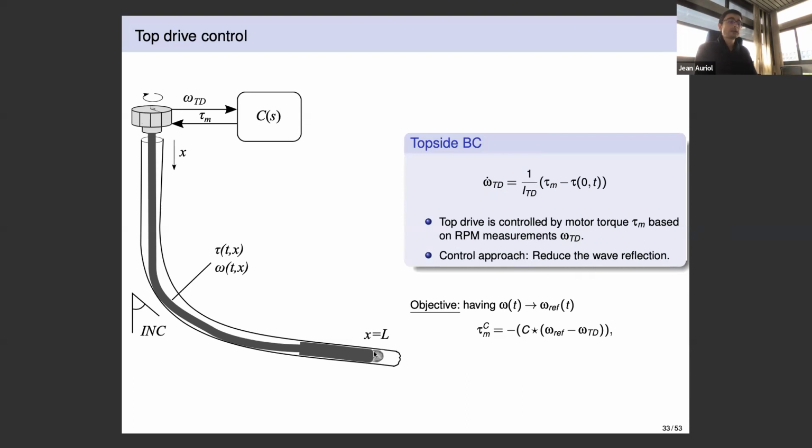And the objective is to control the downhole angular velocity, and we want to reach a given reference. So we want omega to reach omega ref, and to do so, we can only act at the top. So our job as control engineers is to find the correct control input, the function C of S, so that we can achieve this control objective.